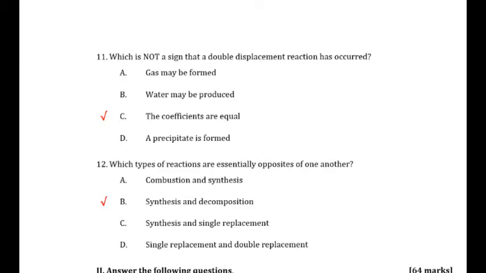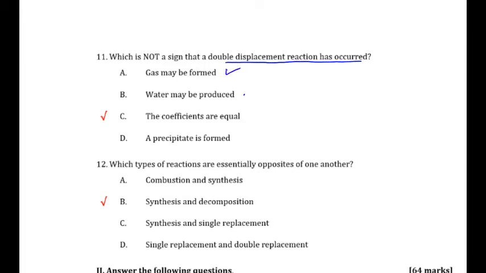Which is not a sign that a double displacement reaction has occurred? Sometimes we call it replacement or displacement. They have the same meaning. Which is not a sign of a double displacement reaction? Gas may be formed, water may be produced, coefficients are equal, a precipitate is formed.